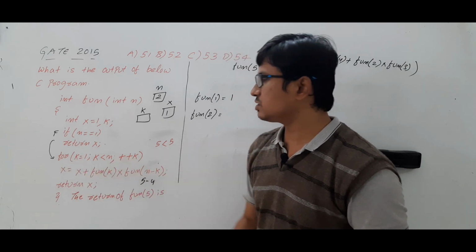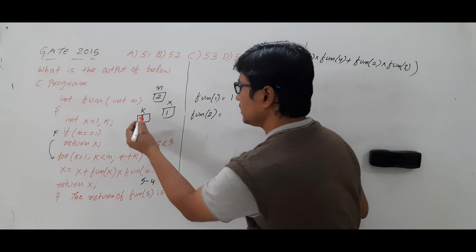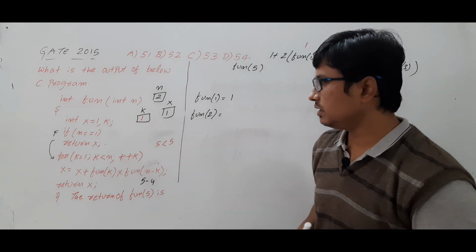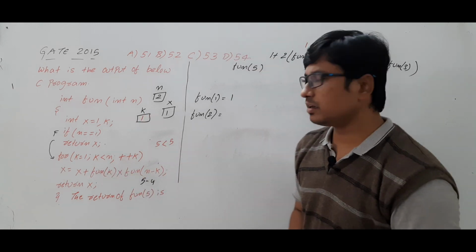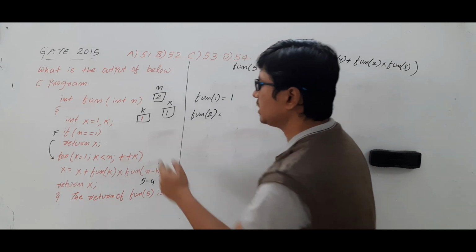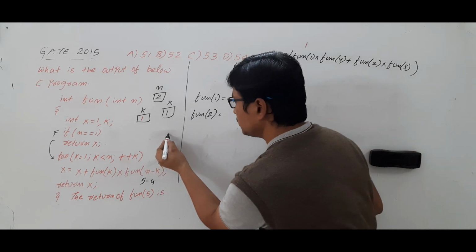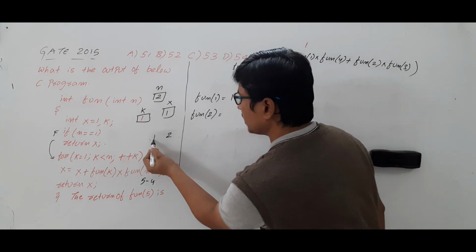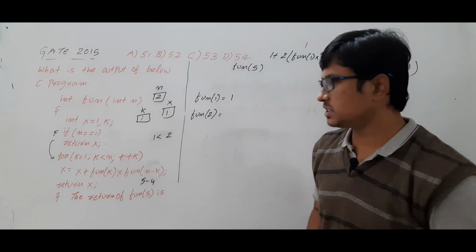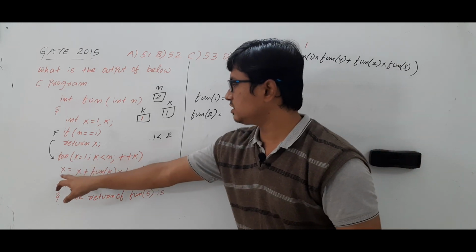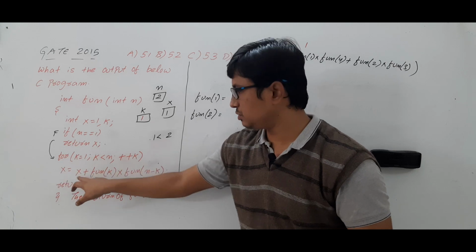For k is equal to 1. Okay, initialization done. K value is equal to 1. Now k is less than n or not, we need to check. What is the n value? N value is 2. K value is currently 1. So 1 is less than 2. This condition is true. If this condition is true, you need to execute this part.